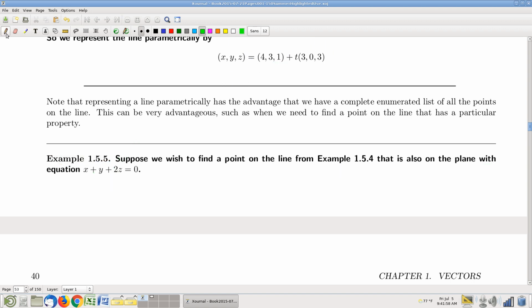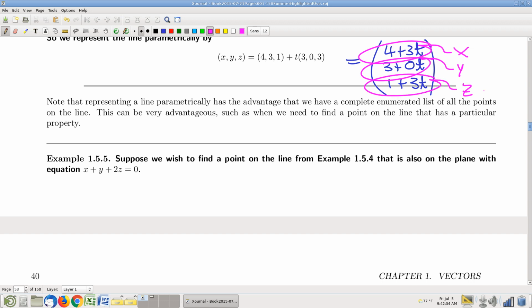The way we're going to do that, first of all, let me rewrite what this says here. If I were to look at one coordinate at a time, I have 4 plus 3t, 3 plus 0t, and then 1 plus 3t, right? That's that parameterization, just written kind of all together as a single vector. Keep in mind that means that this is x, and that is y, and that is z. So this parameterization is generating, for any value of t that I plug in, a point x, comma y, comma z.